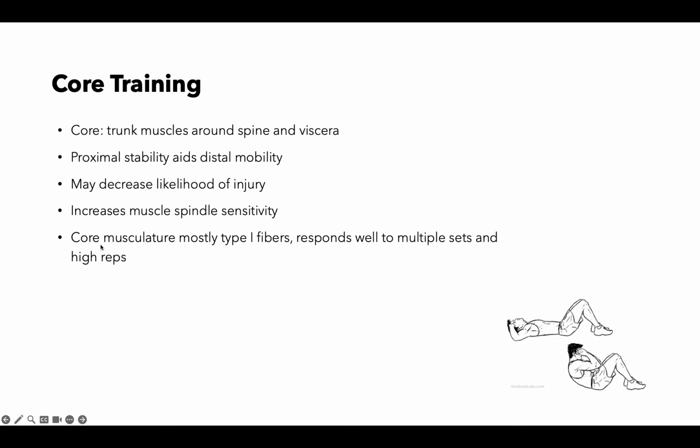The other thing about core training is that our core musculature is mostly type 1 fibers. So think about it. You are constantly using your core throughout the entire day, and so they need to be endurance-based fibers. So these types of muscle fibers, as we know, respond really well to multiple sets, high reps. And so when you think about the core musculature, make sure that you're doing an endurance-based or muscular endurance-based program for those exercises.